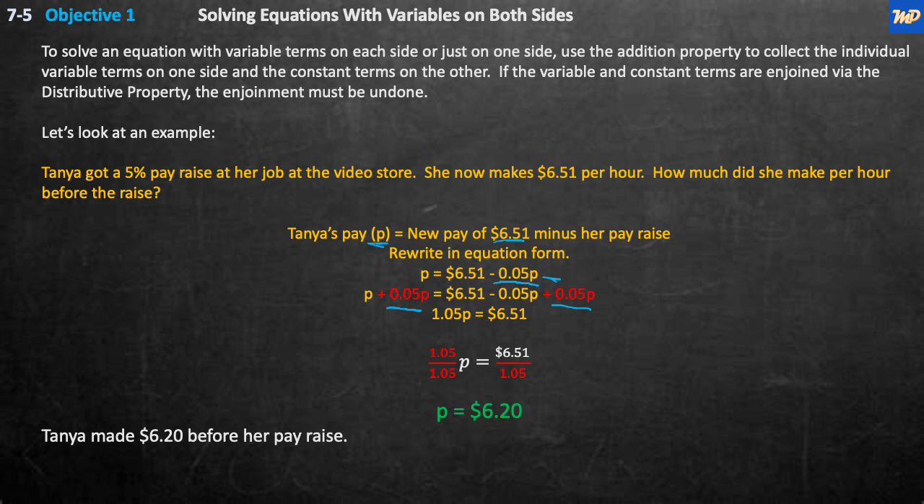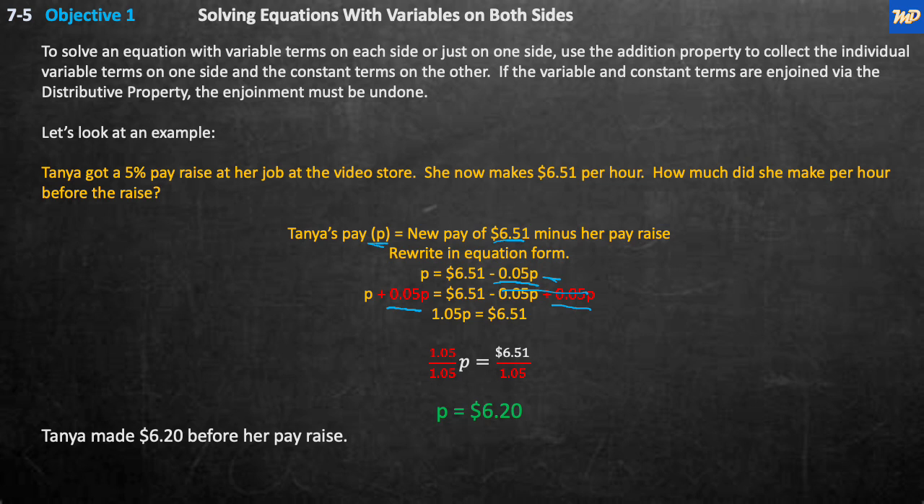Once we've done that, we simplify, and we get P plus 0.05P is equal to 1.05P, and the 0.05P on the other side disappears because these two cancel each other out. So now we have 1.05P equals 6.51.